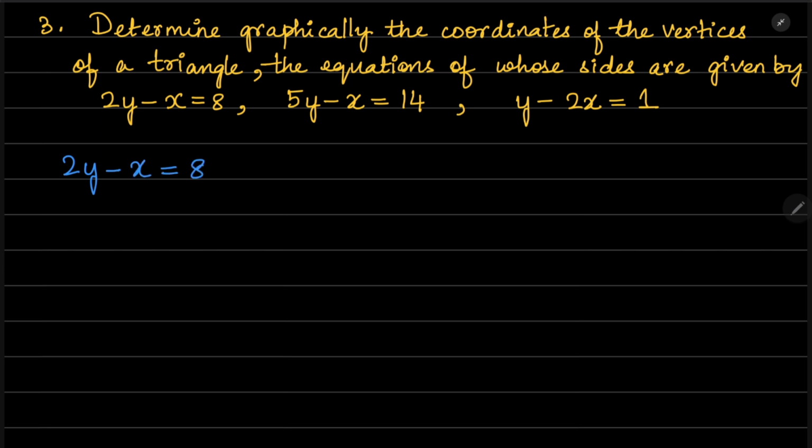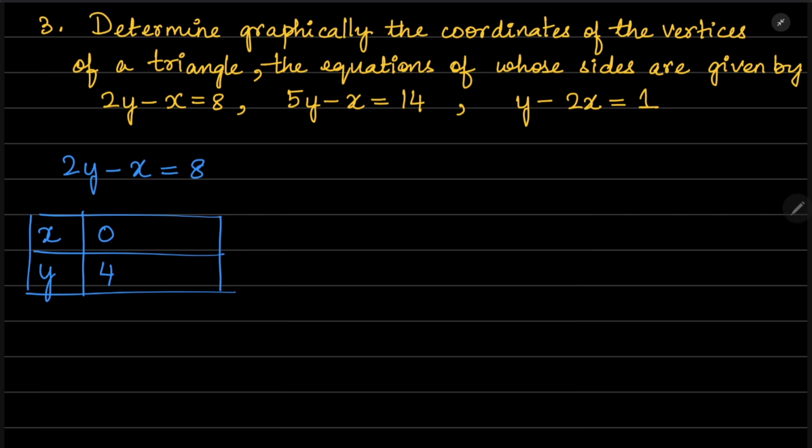2y minus x equal to 8. For various values of x and y, we have to find out the coordinates in order to get the straight line. First of all, if your x is 0, what will be your y? Y will be 4. 2y equal to 8, y equal to 4. Secondly, if your y is 2, what will happen? 2 into 2, 4 minus x equal to 8. X is equal to 4 minus 8, which is minus 4. So here you will have a minus 4.